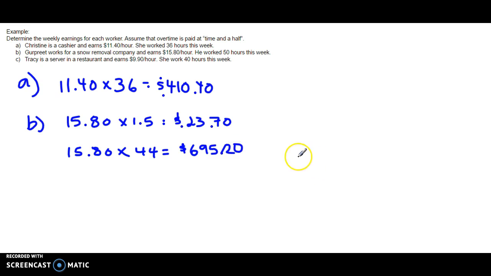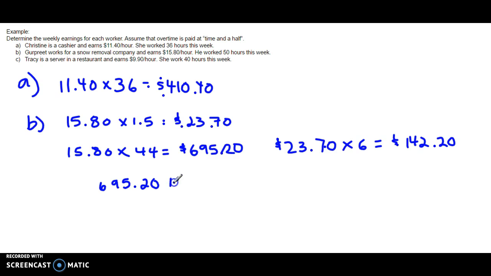Now we're going to calculate his overtime earnings. His hourly overtime rate was, again, $23.70, and we're going to multiply that by the 6 hours extra that he worked. Remember, in total he worked 50 hours, so 44 hours he's paid at the regular rate, and the additional 6 hours up to the 50 he's paid at the overtime rate, and he earned $142.20 in overtime earnings.